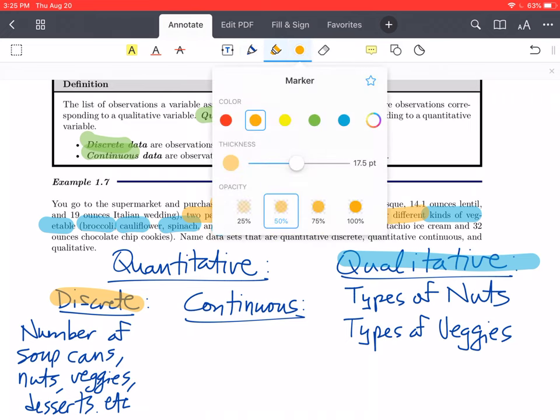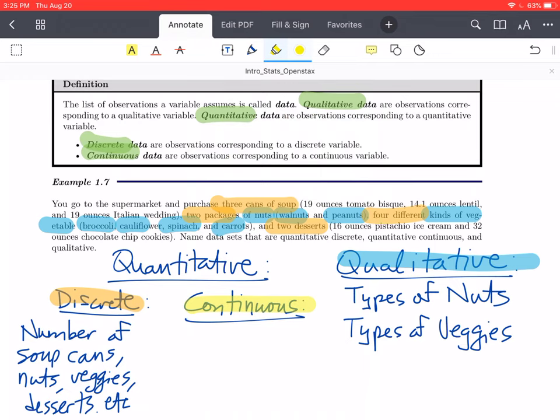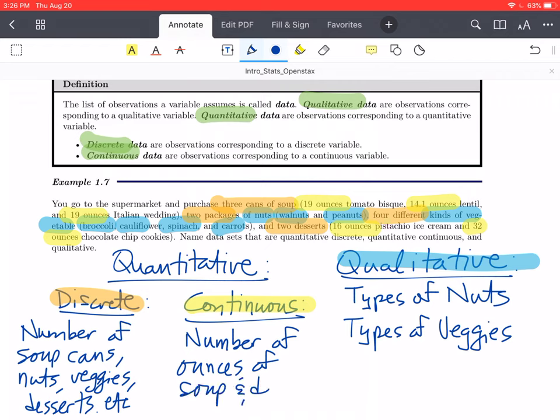Okay, and then for continuous, these are going to be measurements. So in the soup cans, the tomato bisque has 19 ounces, the lentil has 14.1, the Italian has 19. The desserts have 16 ounces of pistachio ice cream, 32 ounces of chocolate chip cookies. Even though they might be near those amounts, we don't have a guarantee that it's exactly that amount. To the nearest decimal place, we would round it. But this would be the number of ounces of soup and desserts.